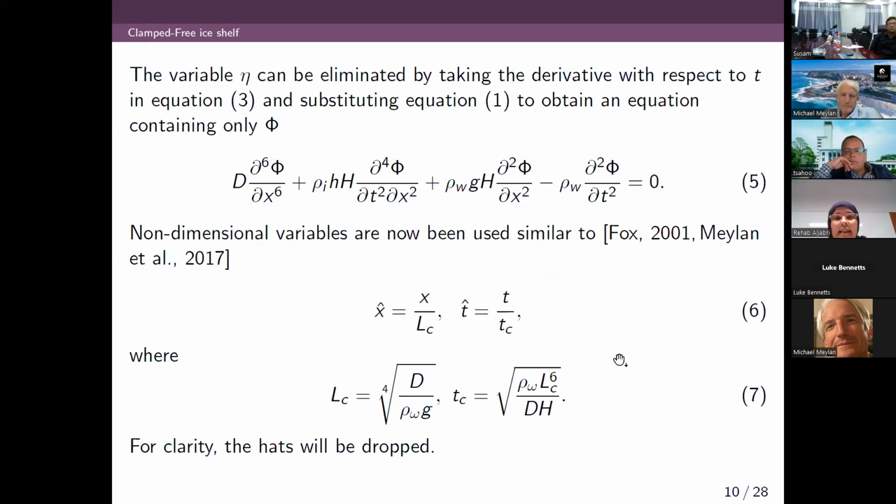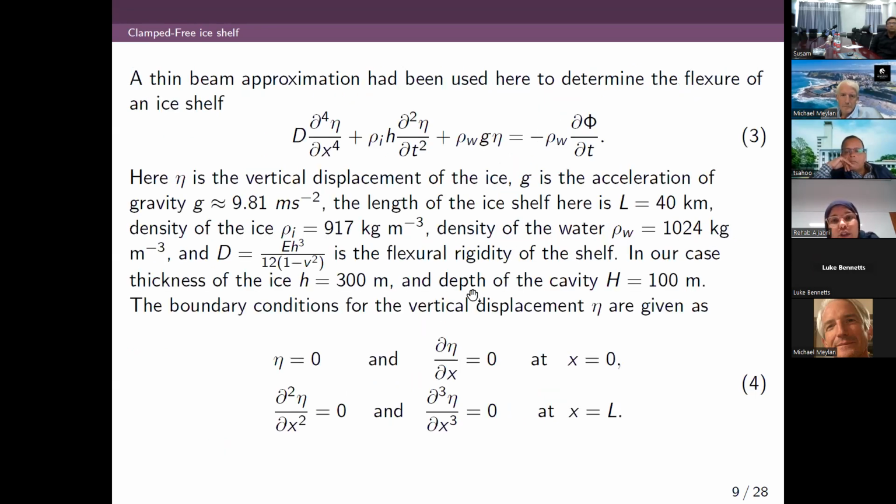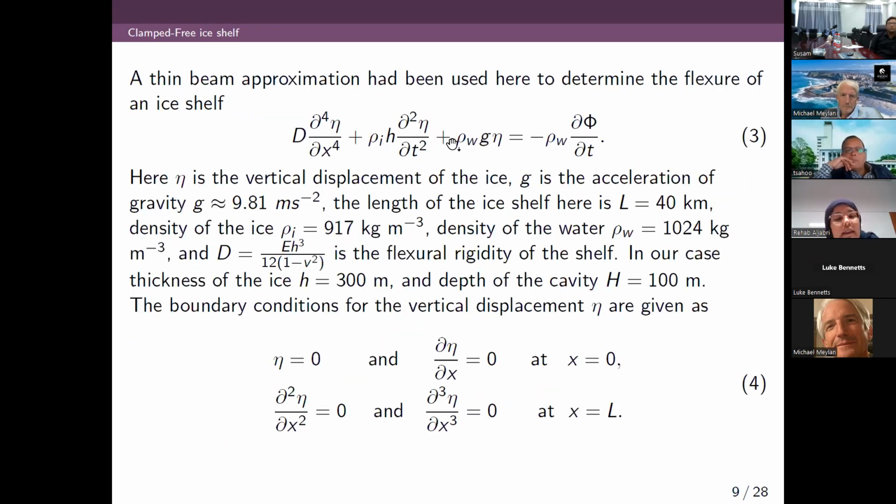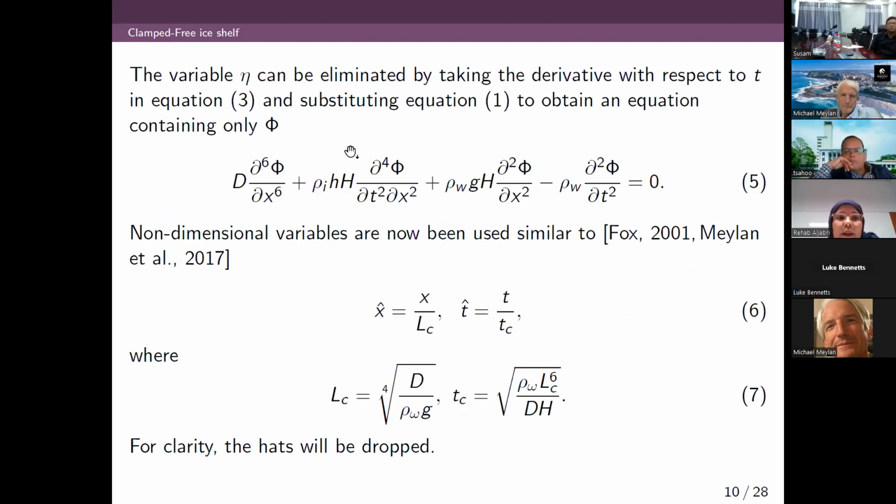The variable eta from this equation will be eliminated. If we want to eliminate the variable eta, we're going to use the shallow water equation. So that's why we're going to take the derivative with respect to t of this equation and substitute it inside the shallow water equation. Eventually, we will end up with an equation containing only phi.